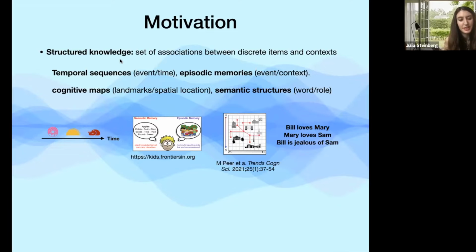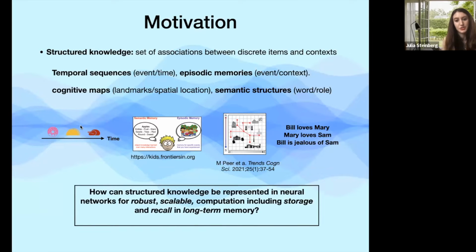An important thing here is that, for example, in this series of meals, the chicken at dinner is basically a contextual representation. But conversely, you could have had tacos for dinner and chicken at lunch. So the representation for chicken retains its meaning whether you have it at dinner or lunch. That's quite important. So the question we are asking is, how can structured knowledge be represented in neural circuits for robust and scalable computation, including storage and recall in long-term memory? This was a problem that hadn't really been discussed much in the neuroscience literature.